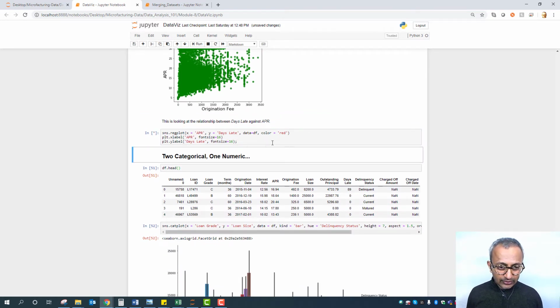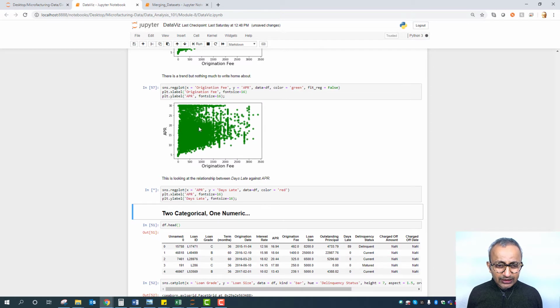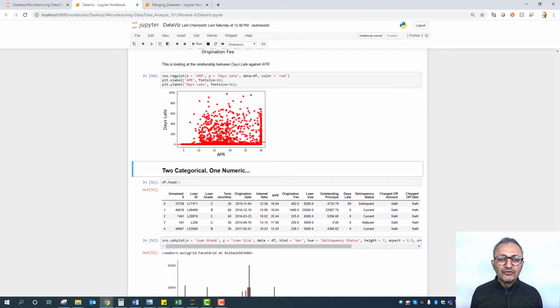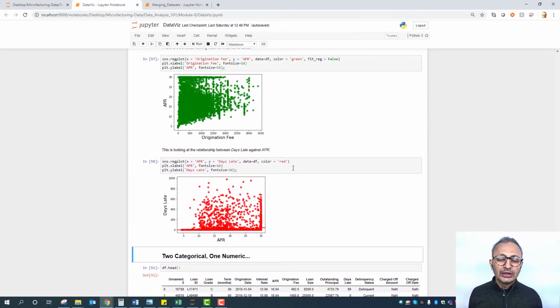Let's look at this. What does it tell you? It does tell us something, that as the origination fee goes up, the APR goes up, sort of. But it's not as revealing in terms of the information. It's not as information rich, let me put it that way. Let's do APR versus days late.